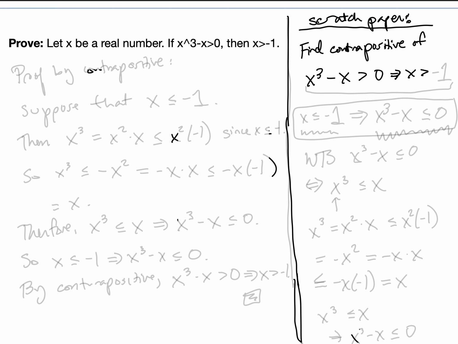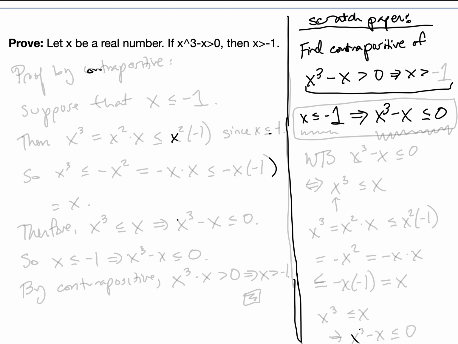So let's first find the contrapositive of this statement. That's the negation of Q. In other words, if x is not greater than -1, then x is less than or equal to -1. That's the full negation of x being greater than -1, implies the negation of p. And so the negation of p is x cubed minus x is less than or equal to 0. Don't forget the or equal to part.